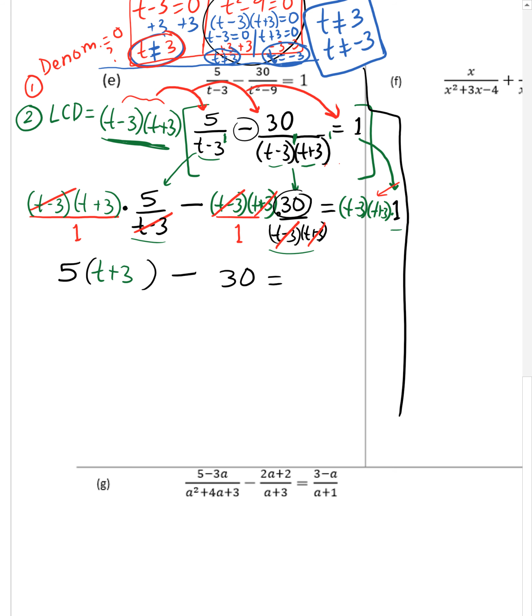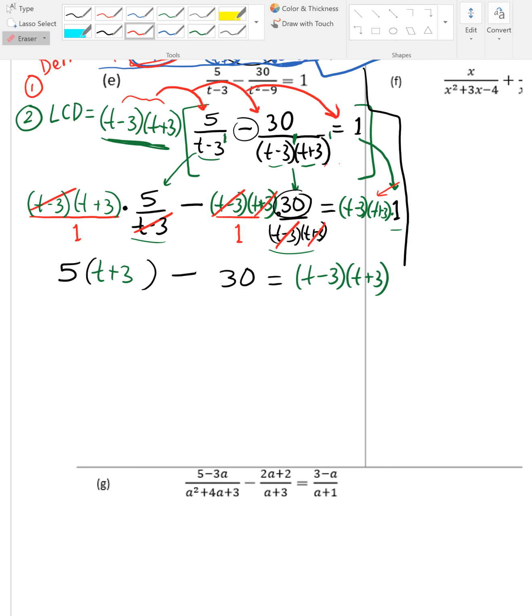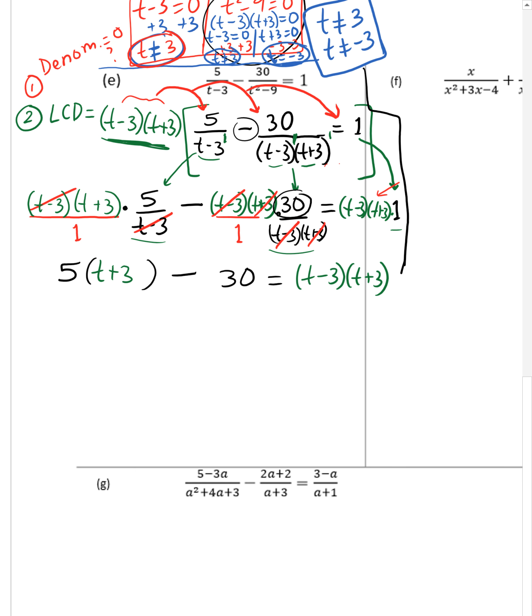And then on the right side, I see it's t minus 3, t plus 3 times 1. But anything times 1 is that thing, so I don't think I really need the 1. I'm just going to leave it off. Like we said, 1 times anything is that thing. There's no need to rewrite it. Alright, I think we're looking good now.